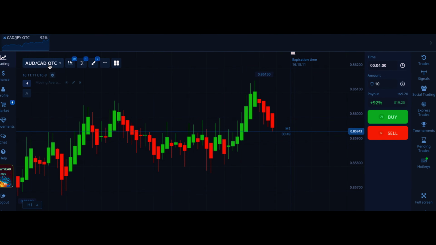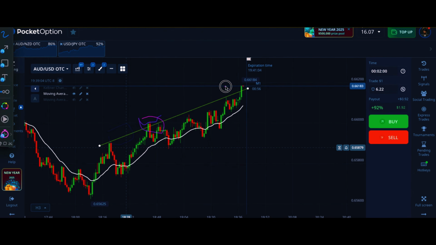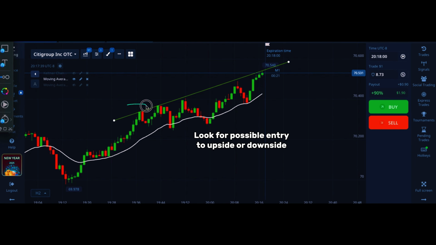Trend lines. This is a popular one that I've been using lately. So you can draw them from the highs or the lows of a trend to see where price might bounce or break. Now, the way you want to use them is as a visual guide, so you can catch either a breakout, obviously to the upside or the downside.